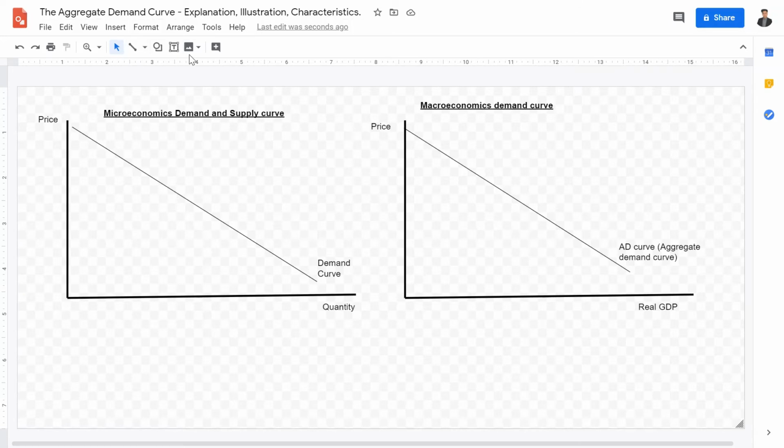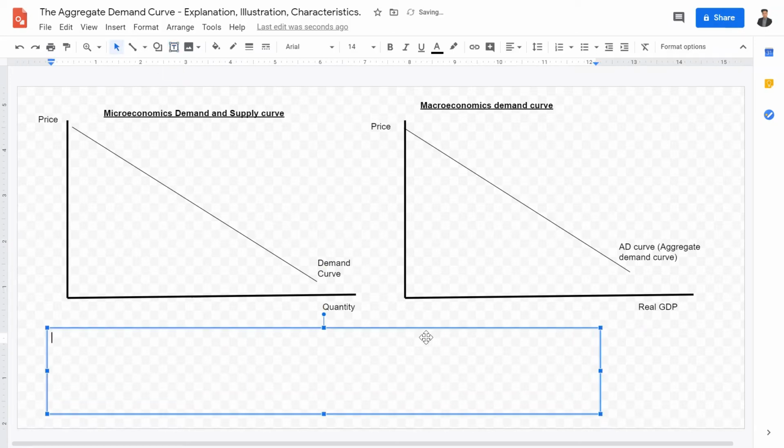Which is of course sloping downwards. Now, why does it slope downwards? The difference between microeconomics and macroeconomics in why the demand curve slopes downwards is the biggest difference. So you have to be able to spot the difference between the two curves. Although they look alike, the labeling and reasoning is different. The demand curve for microeconomics slopes downwards because consumers are willing and able to buy more at lower prices.